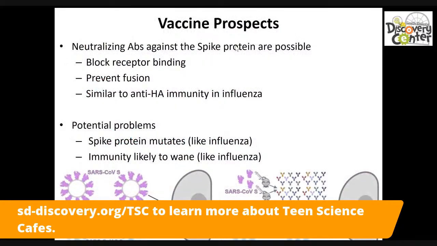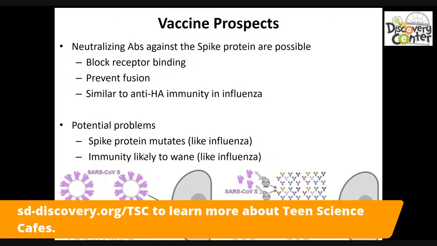So looking at vaccine prospects, what we probably want to do is try to mimic what we've done with influenza: create antibodies against the dominant surface protein of the coronavirus. The dominant protein is known as the spike protein. If we can create these antibodies, we can block receptor binding, prevent internal fusion, and have functions similar to the anti-HA immunity that we have with influenza.